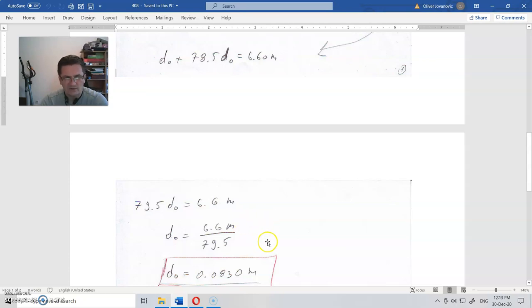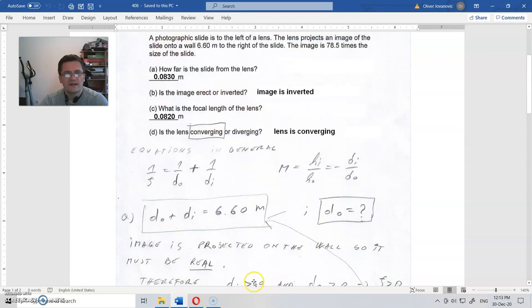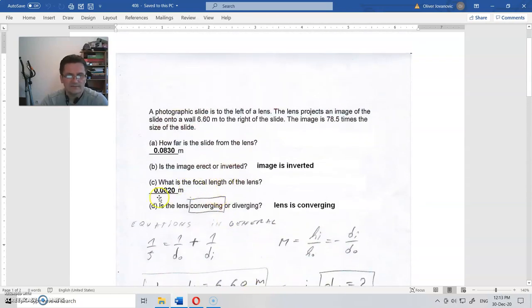I just want to show you, the distance to the object is 0.083 meters. And I calculated that the focal length is 0.082 meters. As you can see, focal length is very close to the object distance to the lens. And that's why you will get this much magnification on the wall.